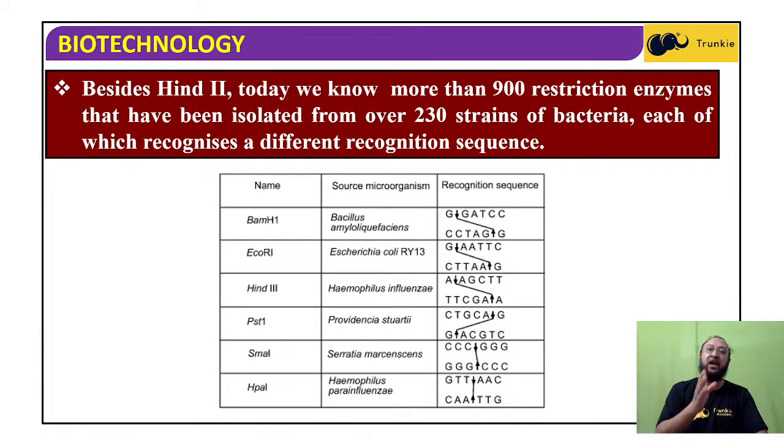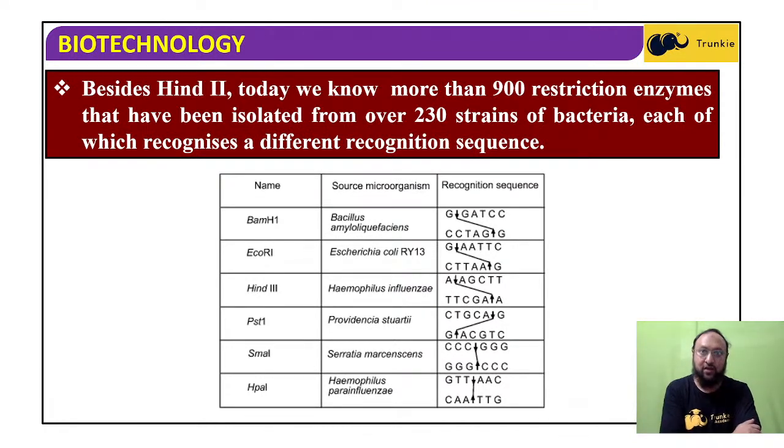Now, besides Hind2, today we know more than 900 restriction enzymes, or restriction endonucleases, that have been isolated from over 230 strains of bacteria, each of which recognizes a different recognition sequence. As I told you earlier, each restriction endonuclease has its own recognition site where it cuts. Like Hind2, it recognizes, binds and then cuts at a specific site.